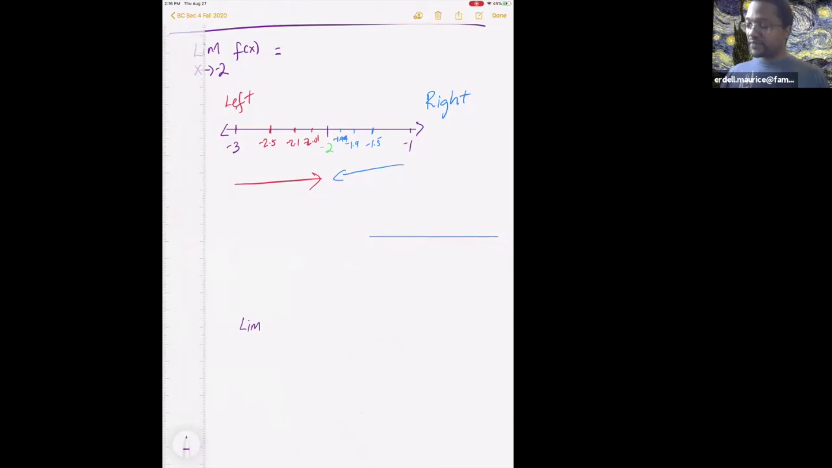For example, if I have x approaching 10, then on my number line, I'll have a 10 in the middle right here, correct? Over here will be 9, 9.5, 9.9, and then over here will be 11, 10.5, 10.1, right? So whatever number limit I'm taking, that is the center number, and I approach that number on each side.